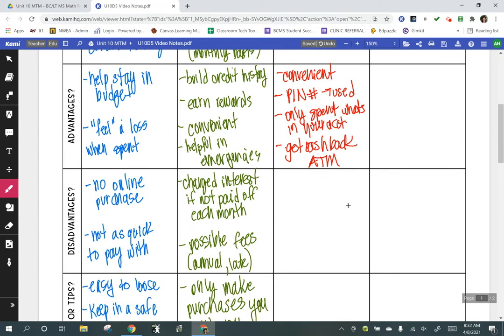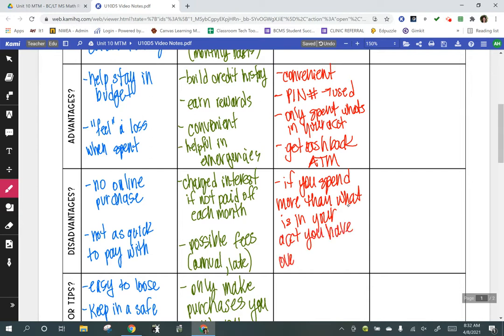Some of the disadvantages is if you spend more than what is in your account, you have what is called an overdraft fee. And some of those can be really large. $25 if you spend too much more money than you have in your account. And that is what we call overdrafting. So we're over pulling it out.